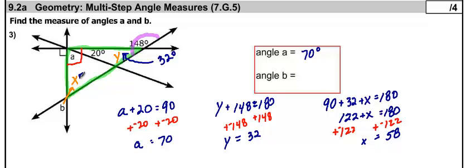If this is 58 degrees, then B is 58 degrees also, because these are, you might want to write this on your paper or in your notes, vertical angles. So this angle and this angle are vertical, and so I know that 58 is the measure of angle B.